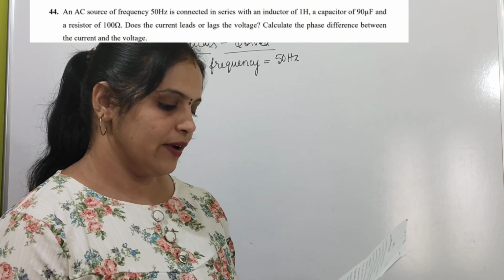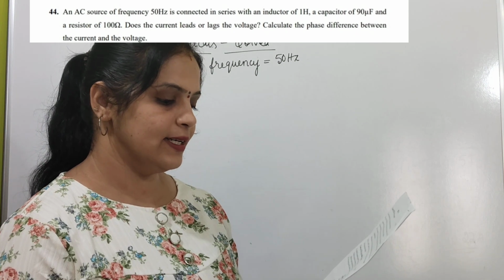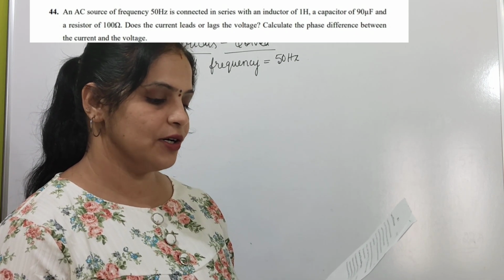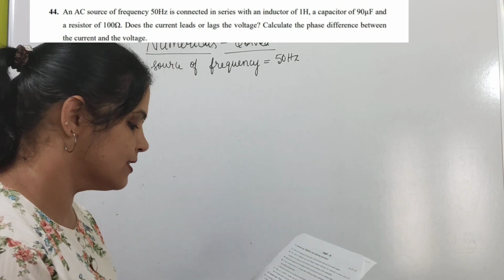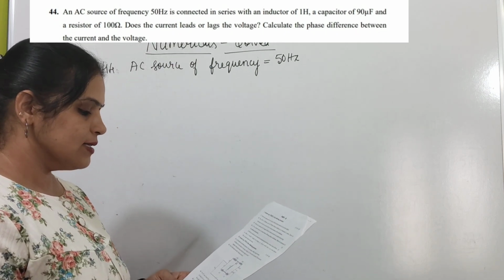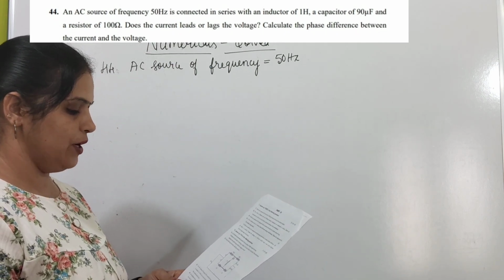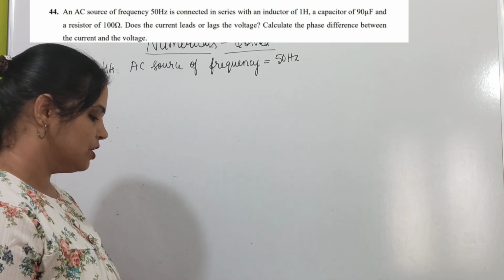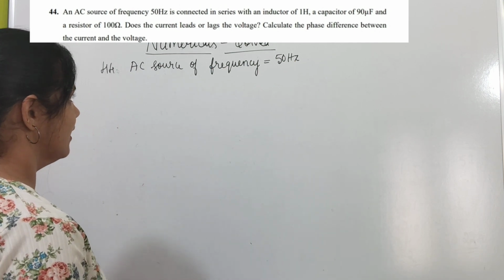The third question is like this. An AC source of frequency 50 Hz is connected in series with an inductor of 1 Henry, a capacitor of 90 microfarad and a resistor of 100 ohm. Does the current lead or lag the voltage? Calculate the phase difference between current and voltage. So first let us write the given data.